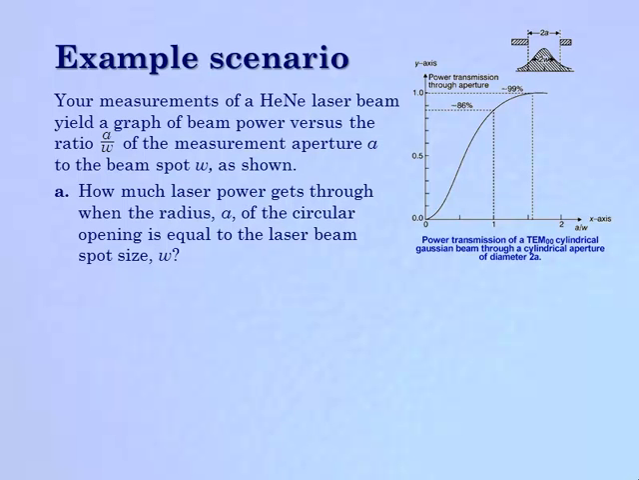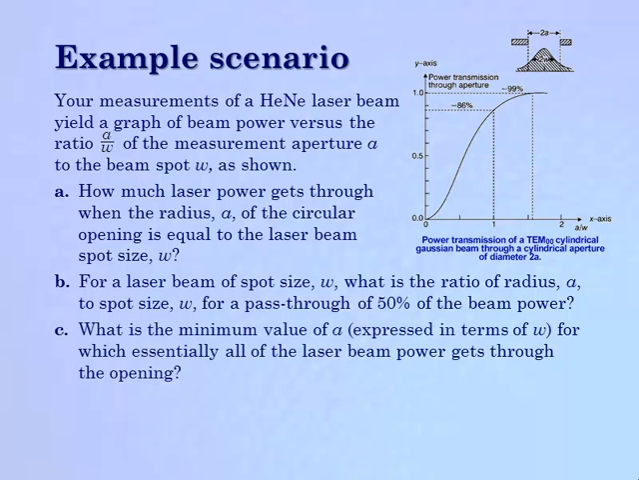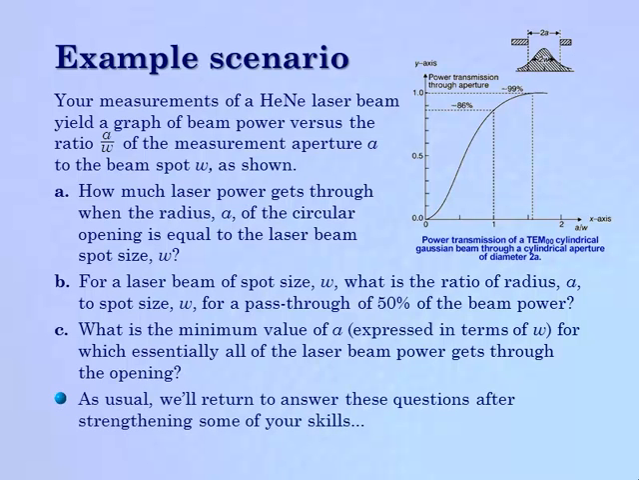Or for a laser beam spot size W, what is the ratio of the radius A to the spot size W if only 50% of the power is getting through? Or what is the minimum value? What is the smallest A can be in order for all of the laser beam power to get through the aperture? These are the kinds of questions that you might have to answer working with your lasers as a photonics technician, and we're going to learn how to do that in this module. As usual, we'll return to answer these questions after strengthening some of your skills.